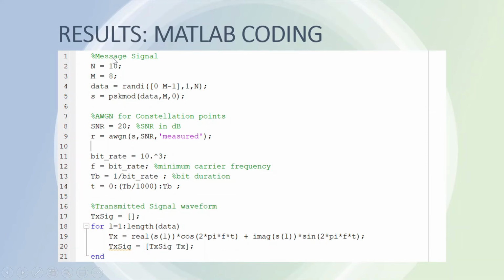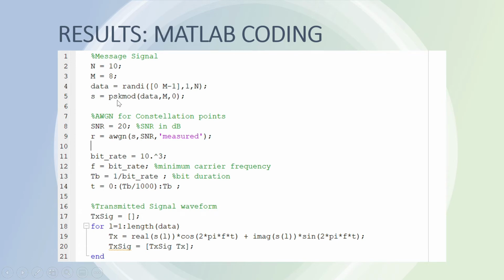Moving on to the results, let's start with the MATLAB coding. In the first part, we have the message signal. We declared the number of symbols as n equals 10, and the modulation level as m equals 8. As for the data input, we used the command randi to randomize the data input, which has been generated as a 1 times n column vector of uniformly distributed random integers from this sample interval.